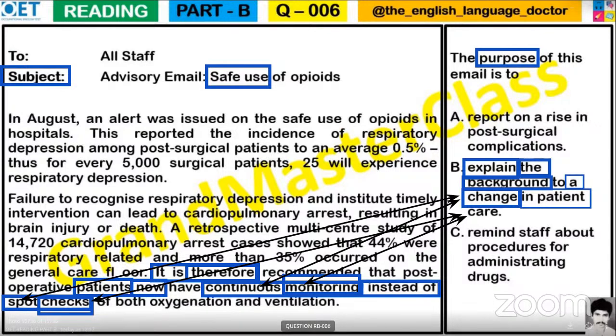So it is "therefore", right? That is the reason why. Reason means purpose. "Therefore" means that is the reason why. That means because. Purpose, reason, therefore. That is the reason why. Anyway, it can be asked. There's a change in the post-operative care.